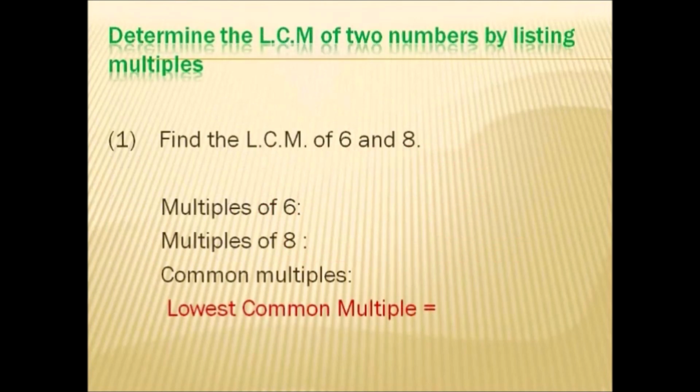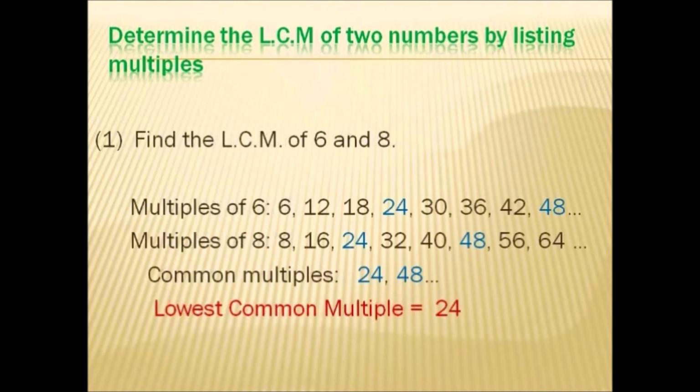Now, let's determine the LCM of 2 numbers by listing the multiples. So let's find the LCM of 6 and 8. First, you must list the multiples of 6, and then list the multiples of 8, and then write the common multiples. And from those common multiples, pick out the lowest common multiple for the answer for the LCM of 6 and 8. So do it quickly. Do some multiples of 6.